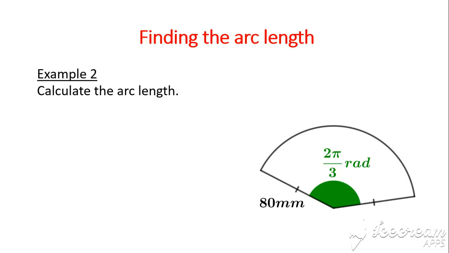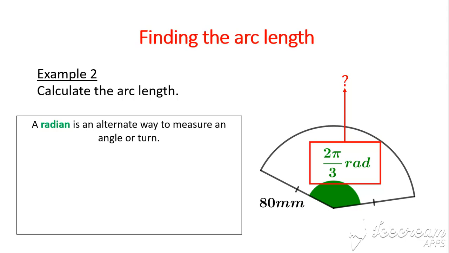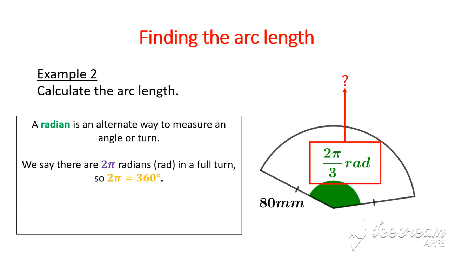Okay, let's move on and look at example 2. Calculate the arc length. You may notice something a bit different going on here. 2 pi over 3 rad. This isn't in degrees, so what is going on here? Well, rad means radian. A radian is an alternative way to measure an angle. We say that there are 2 pi radians in a full turn, abbreviated to rad. So 2 pi radians is equal to 360 degrees.